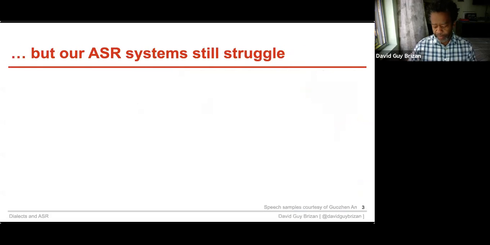I want to give you an example of what I'm talking about. This example existed in a real database of speech samples, and it was reenacted by a friend of mine, Sin An, because I didn't have permission to use the speech samples from this database. But he recreated it accurately, and the results that I'm about to show you are exactly correct.